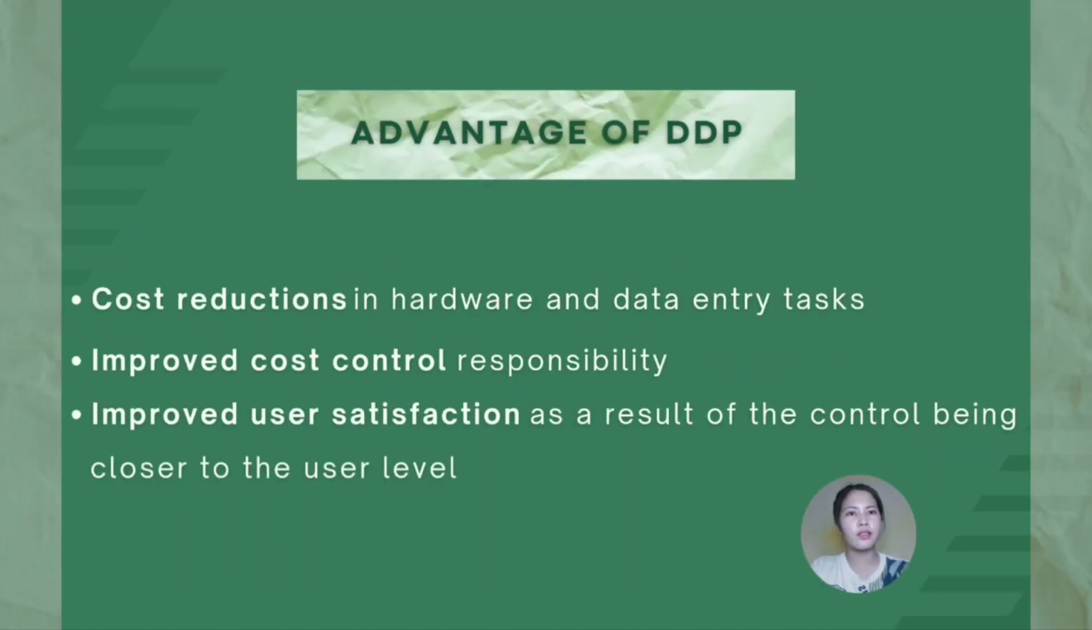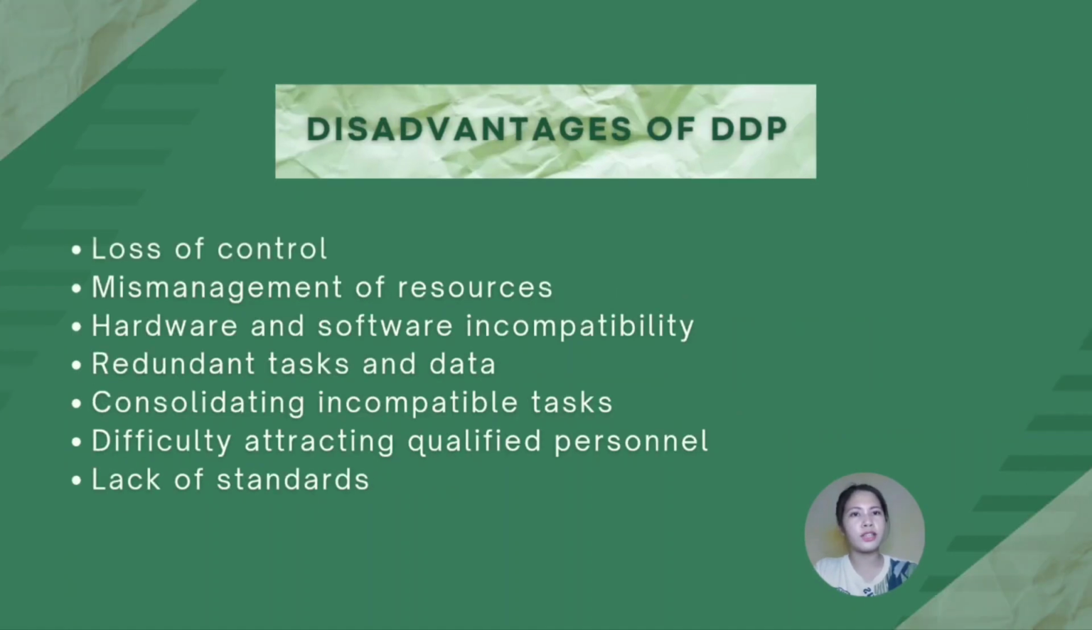The advantages of distributed data processing are cost reduction in hardware and data entry tasks, improved cost control responsibility, and improved user satisfaction as a result of control being closer to the user level. On the other hand, the disadvantages of distributed data processing are loss of control, mismanagement of resources, hardware and software incompatibility, redundant tasks in data, consolidating incompatible tasks, difficulty attracting qualified personnel, and lack of standards.